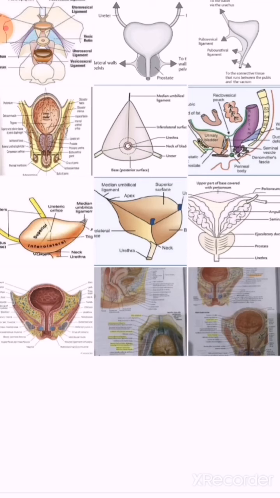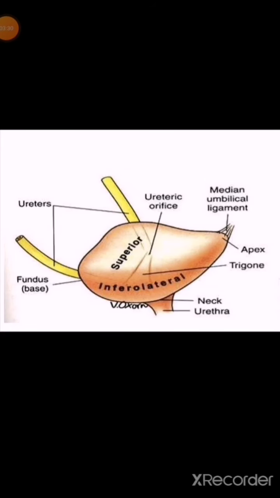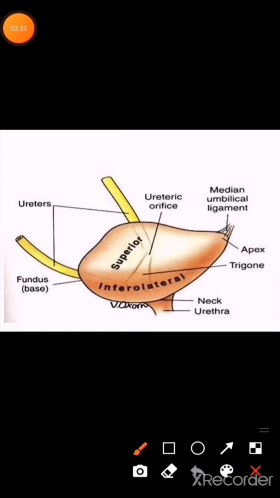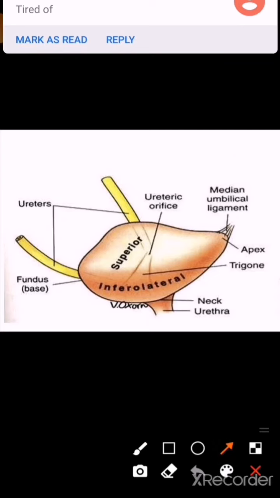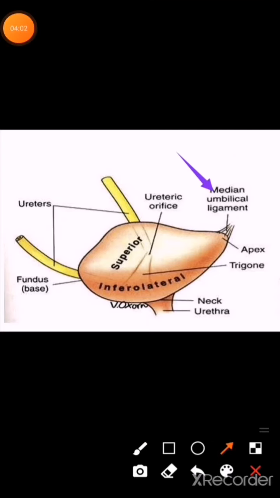Now let's talk about the various important relations of the urinary bladder. Now the first important relation is the relation of the apex. Now the apex, which we said is directed forwards, is connected to the umbilicus, which is a landmark on the anterior abdominal surface, and it is attached by a ligament known as the median umbilical ligament. So the apex of the urinary bladder is attached to the umbilicus via the median umbilical ligament. In this image, you can quite clearly see the median umbilical ligament.